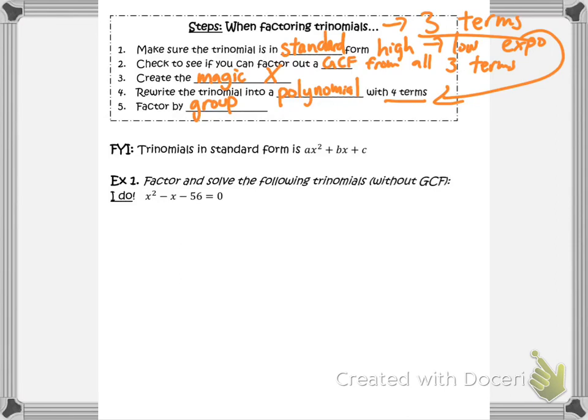And standard form looks like this: ax squared plus bx plus c.